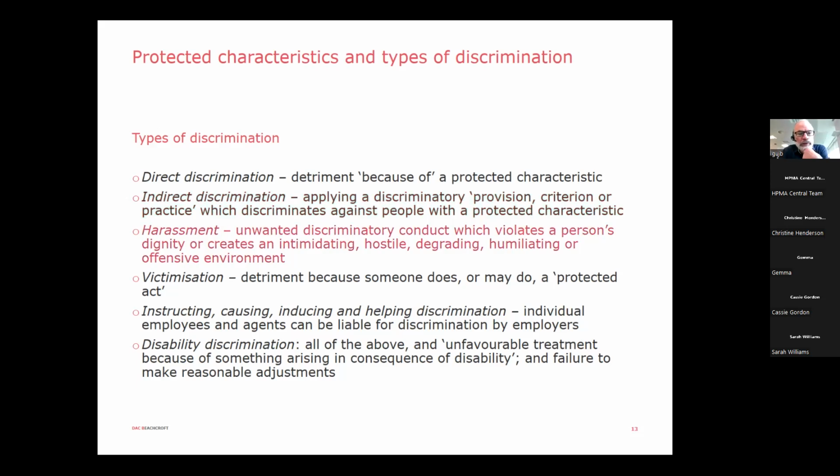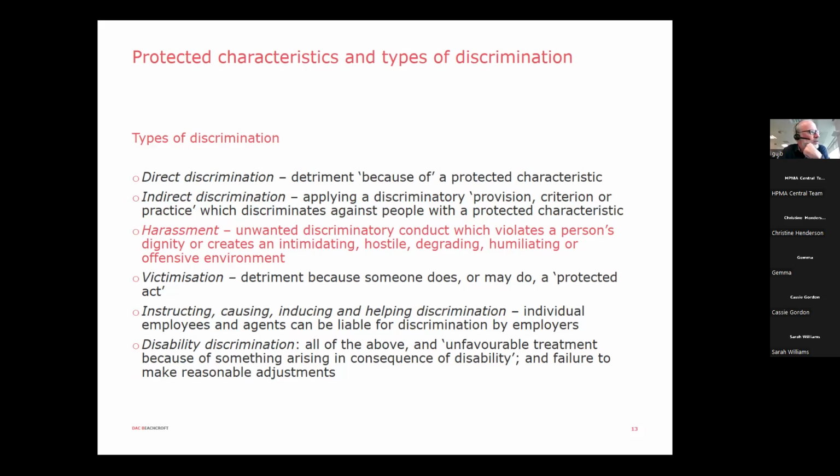So let's look at harassment. And you will often find that in terms of the legal claims we face, harassment comes up very often in conjunction with another kind of claim, which might be direct discrimination or victimization or some other kind of discrimination. Harassment is really about creating an environment which is hostile, degrading, humiliating, or offensive, which is related in some way to a person's protected characteristic.